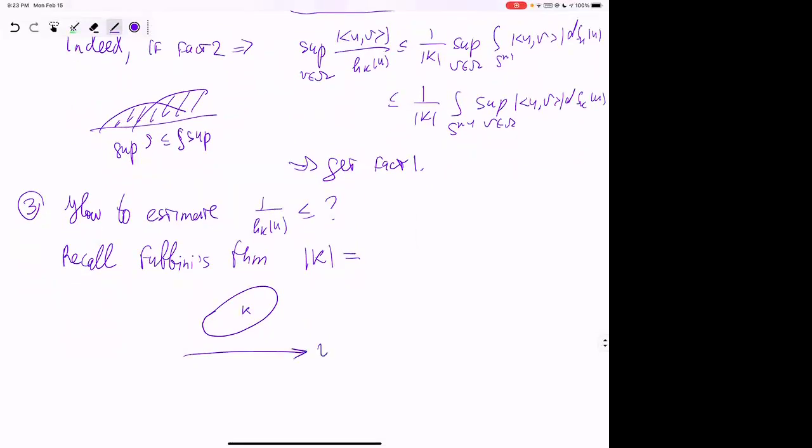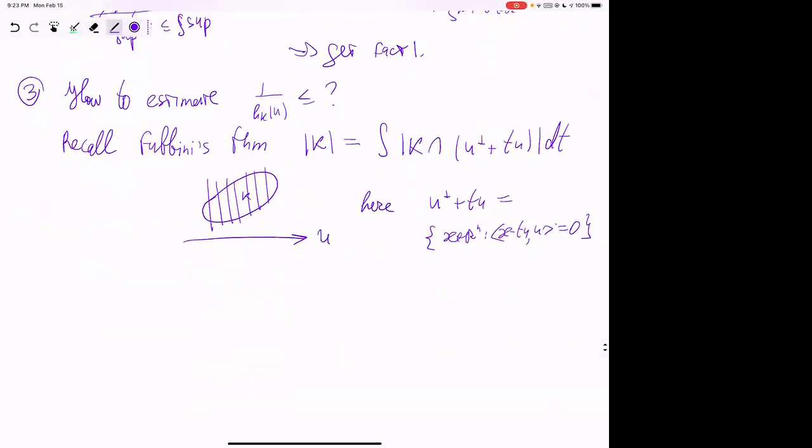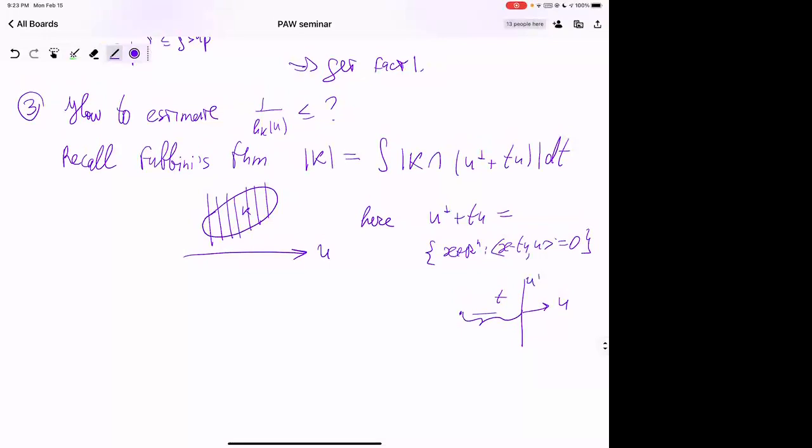Here's some direction U, and we can write the volume of K as an integral of the sections of K with hyperplanes orthogonal to U. Here I use the notation U perp plus tU to be the set of points x in R^n such that x minus tU is orthogonal to U. So it's a hyperplane shifted from the origin by t, orthogonal to U. This is my U perp plus tU.